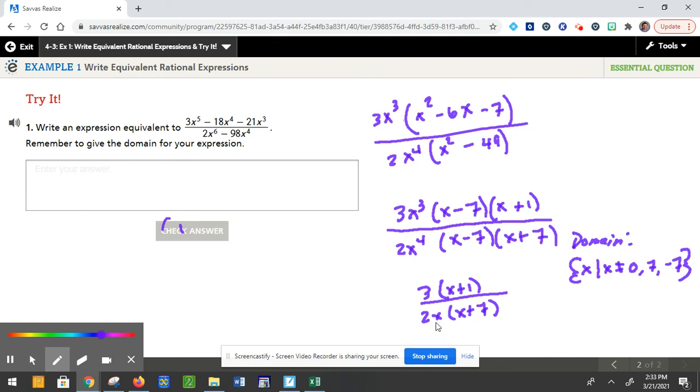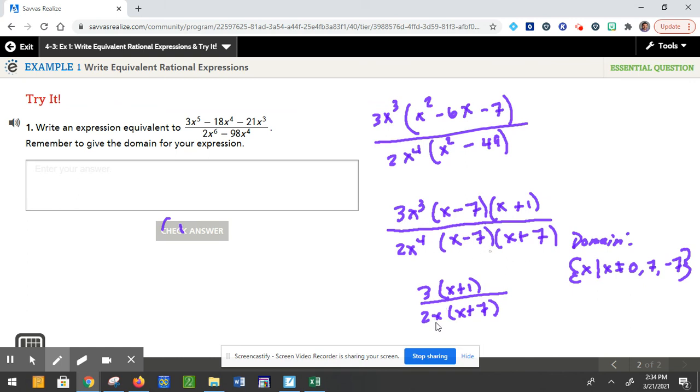So the first thing I did was I factored in 2 steps. I did a GCF first in both numerator and denominator, then I factored the trinomial numerator, and then the difference of squares in the denominator. I found that I could divide out an x cubed from both of those terms, so I end up with 3 and 2x, and I can also divide out the x minus 7's. So you end up with 3 times x plus 1 over 2x times x plus 7.